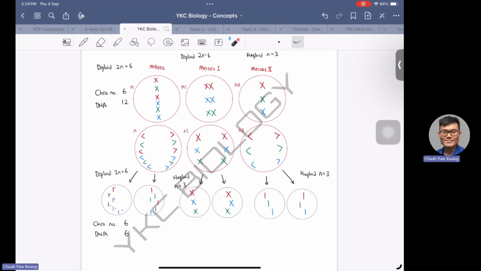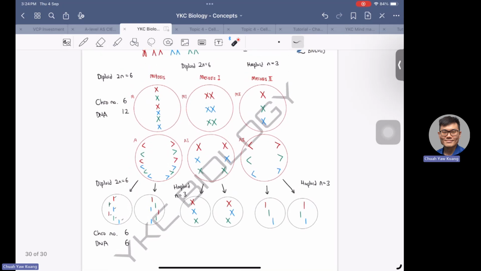And now we will look at meiosis 1. In meiosis 1, the chromosome number is 1, 2, 3, 4, 5, 6, so the total is still 6. The DNA content is the same as in mitosis, because each of these chromosomes has 2 DNA molecules. So you have 6 times 2, and the DNA content is 12.